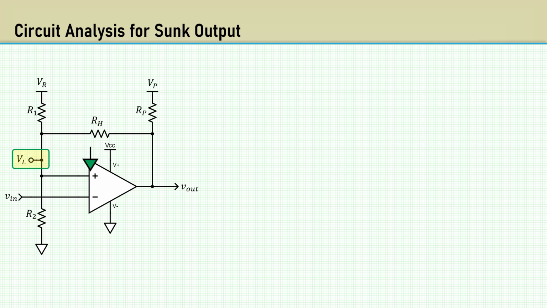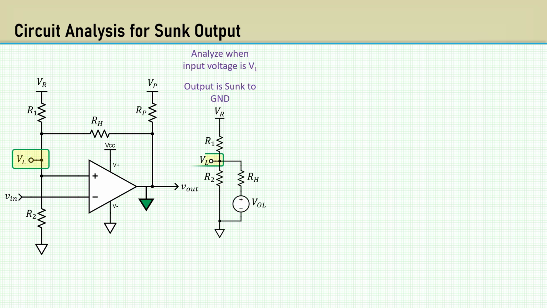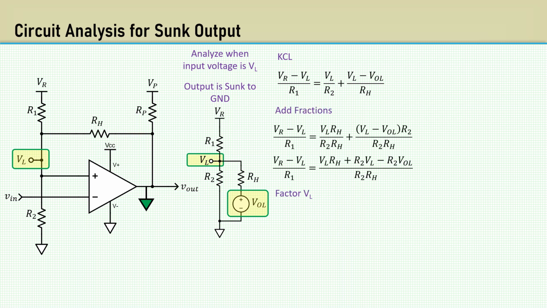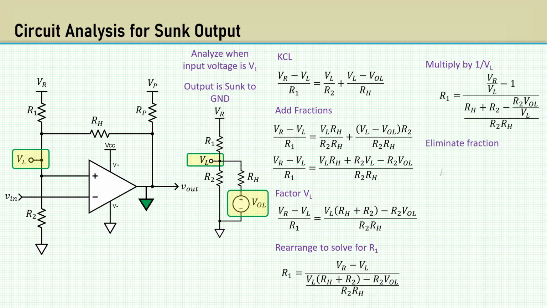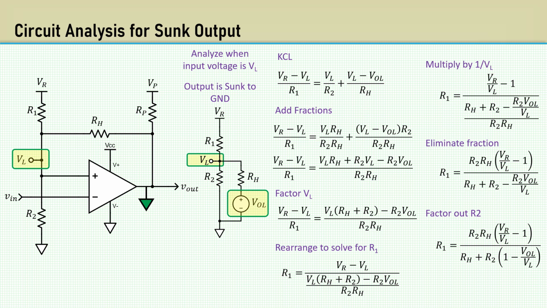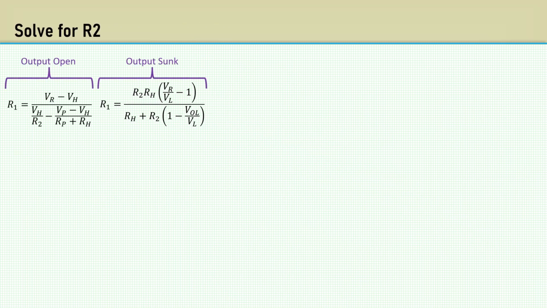Now for the other condition, where the comparator's output is sunk to ground. The threshold voltage is now called V sub L. The comparator's low-level output voltage from the spec is included here. Here's the KCL equations. Add the fractions, then factor out VL, and rearrange to solve for R1. Multiply by 1 over VL to eliminate the second occurrence of VL. Then eliminate the fraction in the denominator, and factor out R2. Now we have the two equations for R1 for both comparator output states.